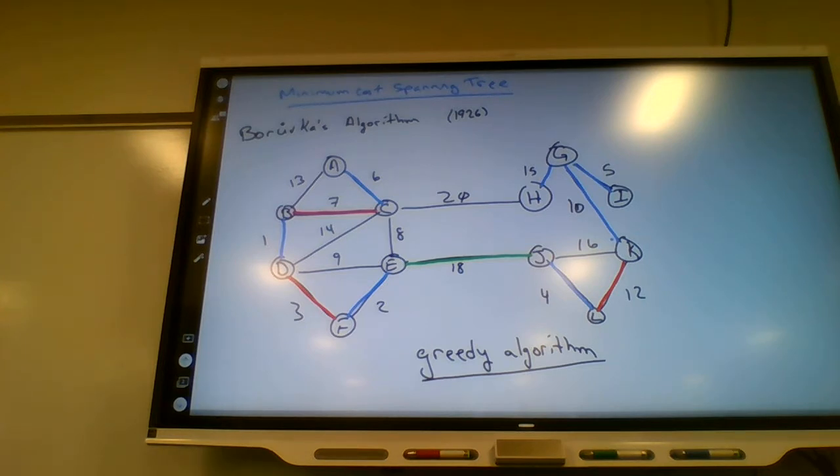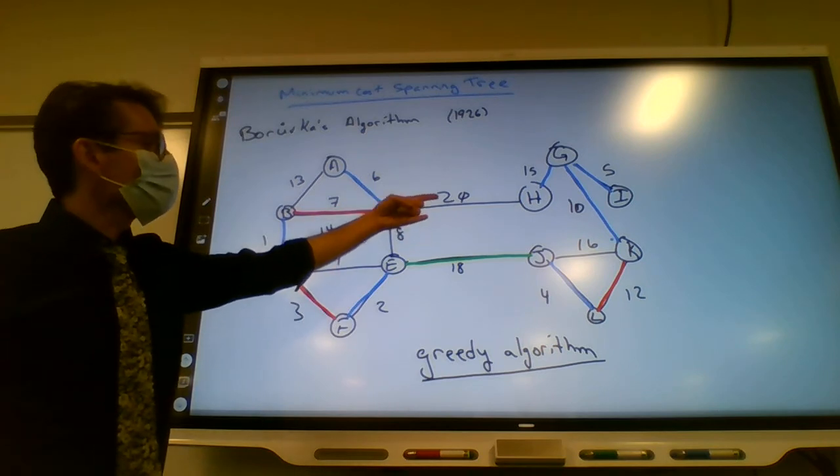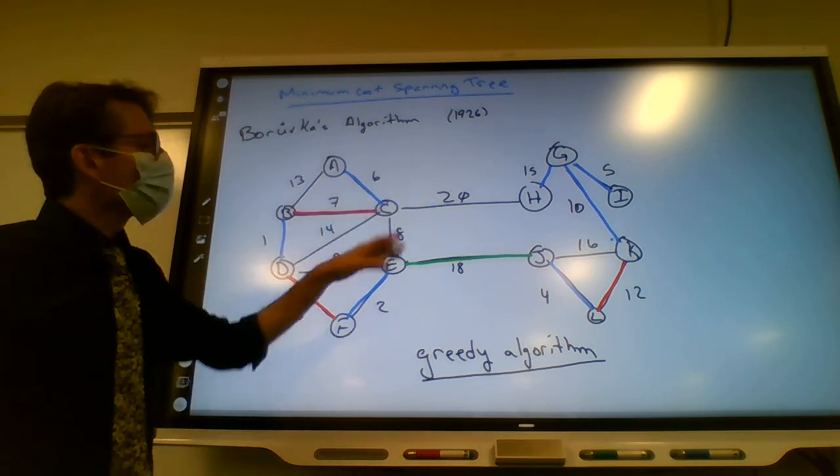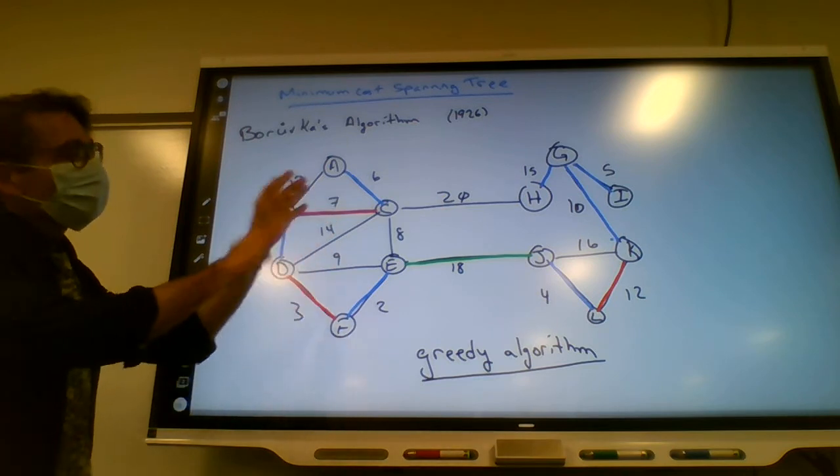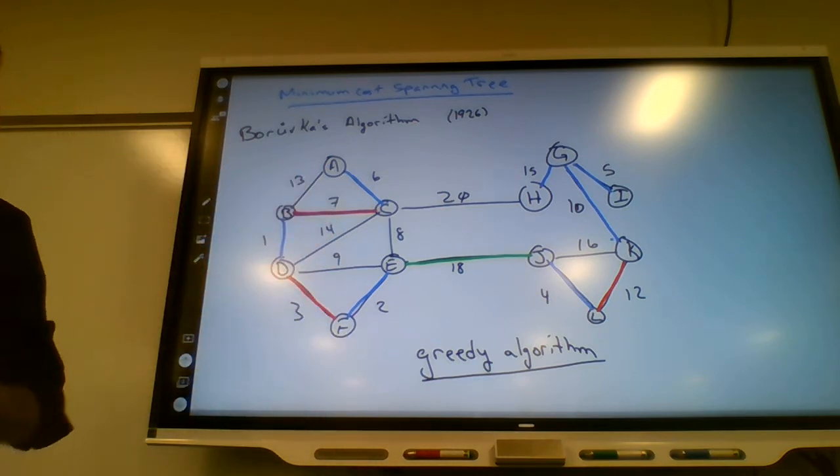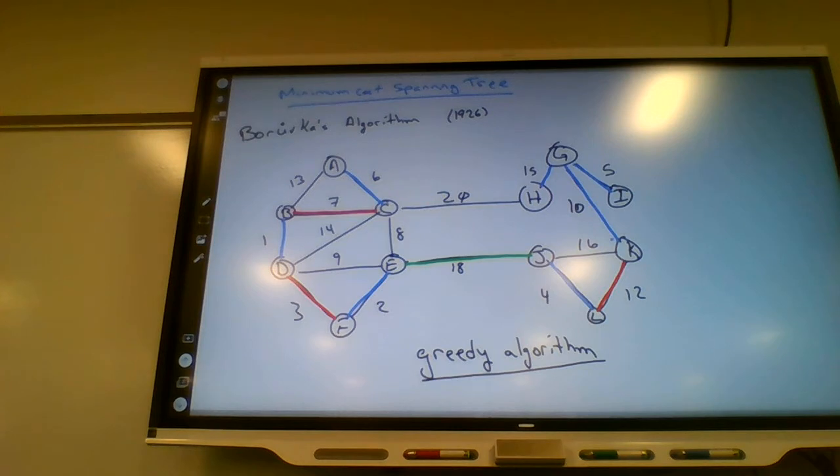There could be lots. I mean, what happens if all the weights are just one? Then whichever spanning tree you find, there's going to be lots of different minimum cost spanning trees in that case. But even in something like this, if these both happen to be the same cost, or some other adjustments, you can see situations where you could have multiple different spanning trees. Okay, so this algorithm was the first one, at least the first one that I know of that was published.